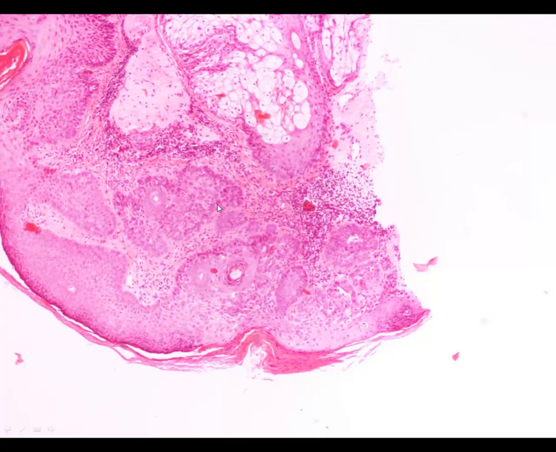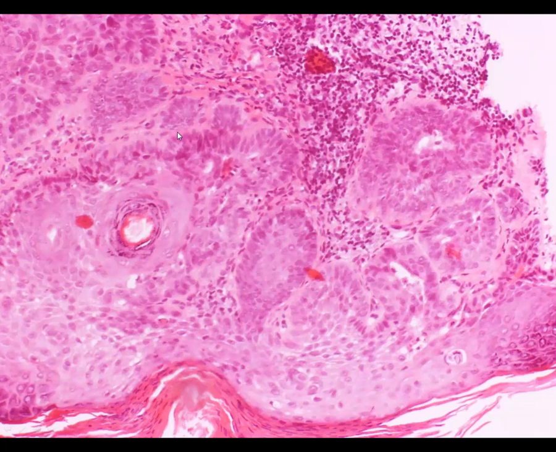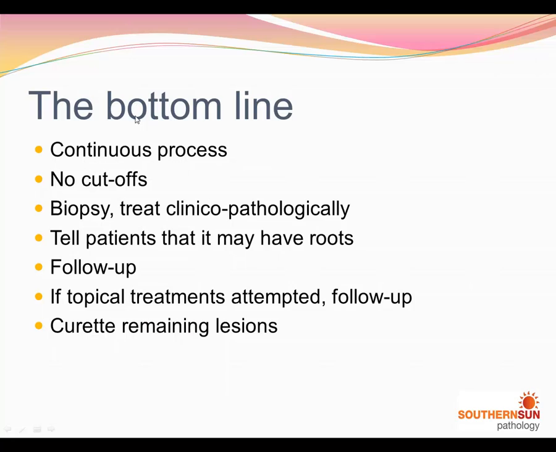As you can see, it can be very difficult to determine if these nests are actually invasive squamous cell carcinoma or just in situ squamous cell carcinoma. Sorry, the distinction is probably not that necessary when it's early squamous cell carcinoma. And this is a higher power of the same thing, and one essentially can't tell whether these nests up here are invasive or not. I reckon this is probably early invasive squamous cell carcinoma. So the bottom line is this is a continuous process. There are no cutoffs.